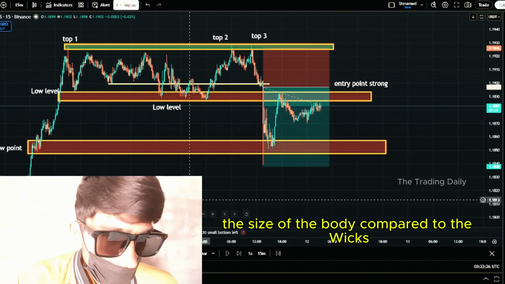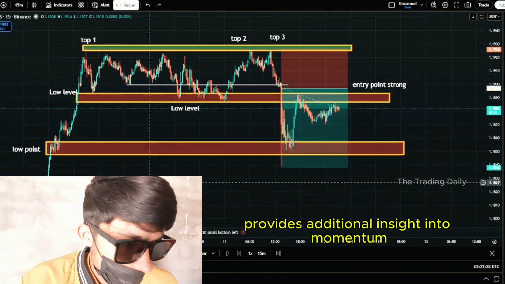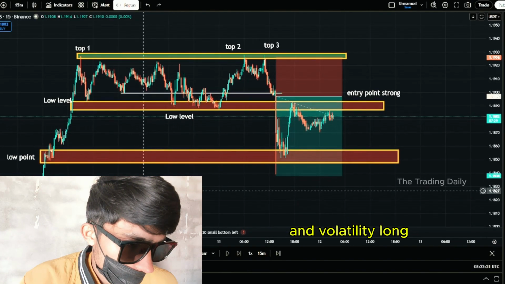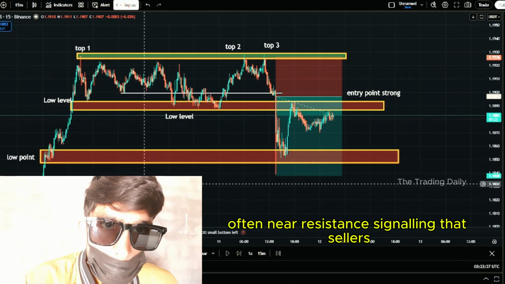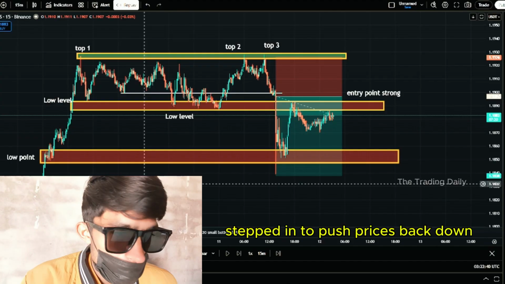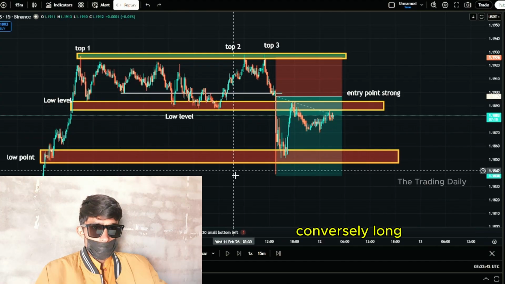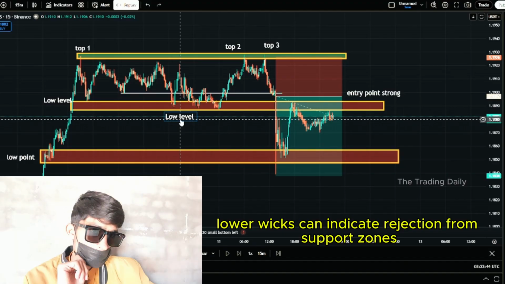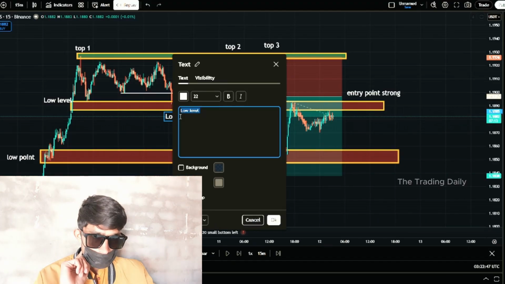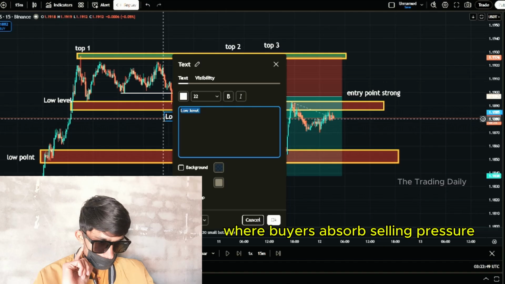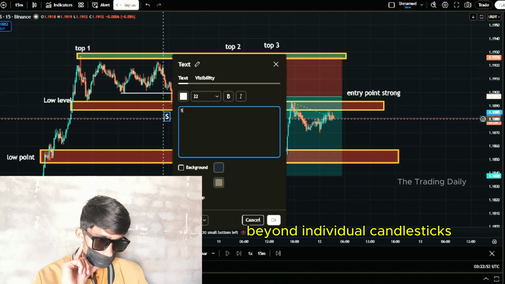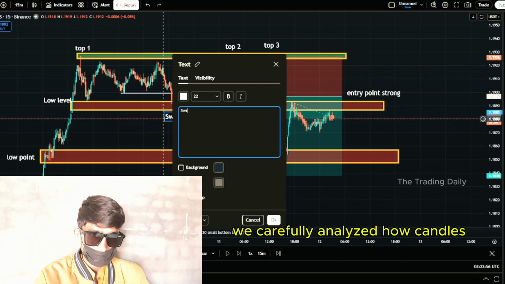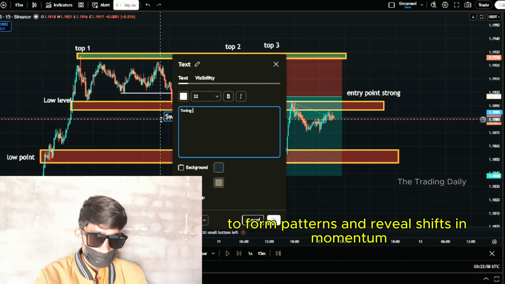The size of the body compared to the wicks provides additional insight into momentum and volatility. Long upper wicks typically suggest rejection from higher price levels, often near resistance, signaling that sellers stepped in to push prices back down. Conversely, long lower wicks can indicate rejection from support zones, where buyers absorb selling pressure and drive the price upward.